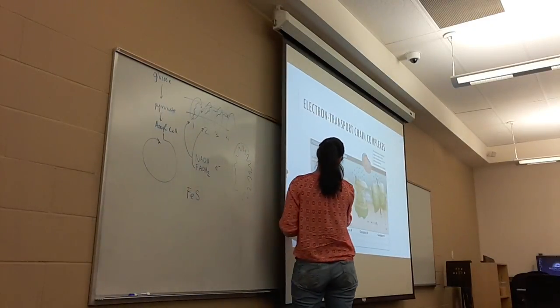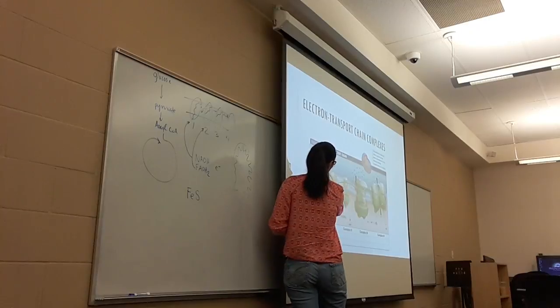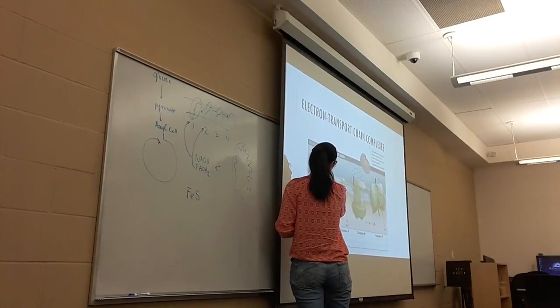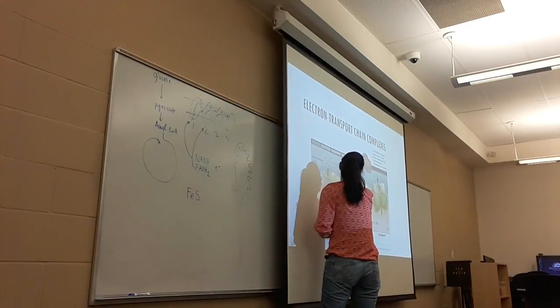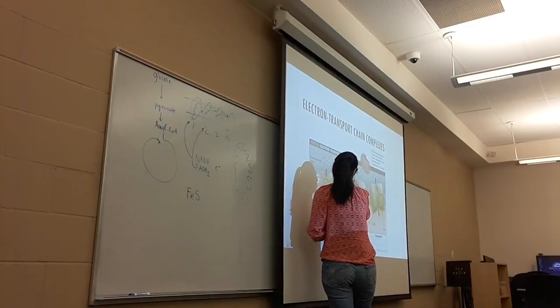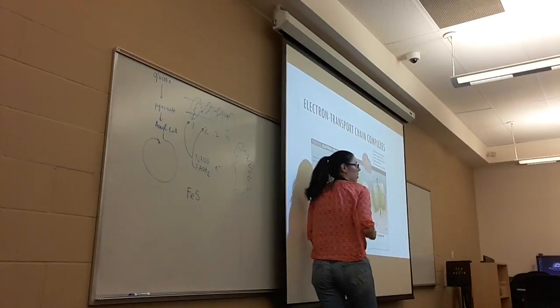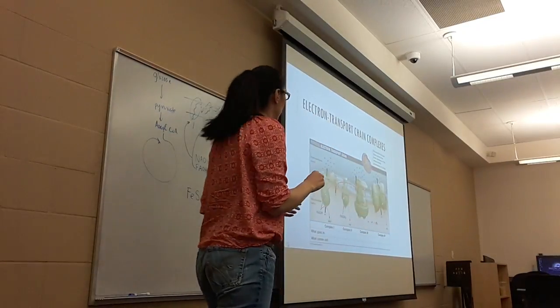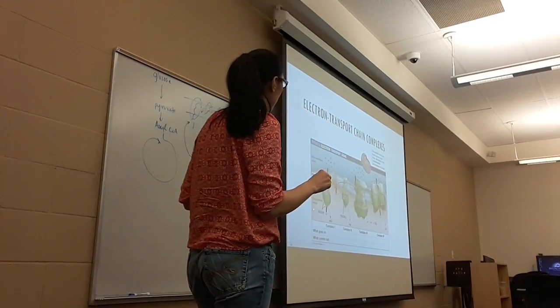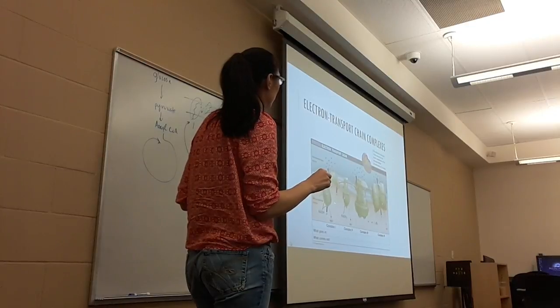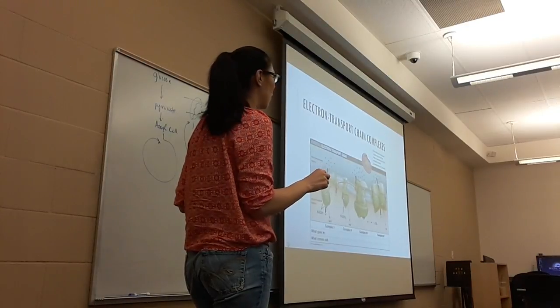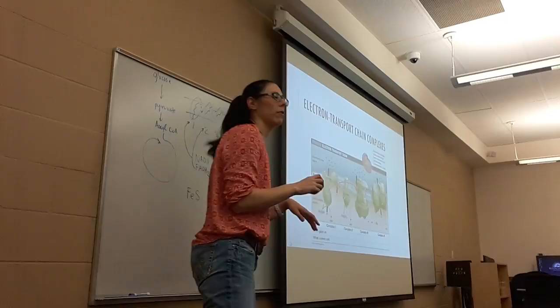So in this picture, again, here's our complex 1. The electrons are then being distributed to Q, running through the membrane, distributed, and then we'll talk about another carrier, cytochrome C. Okay? Again, NADH and FADH2 will deposit their electrons on different complexes, and we'll talk about the reason for that in a second.